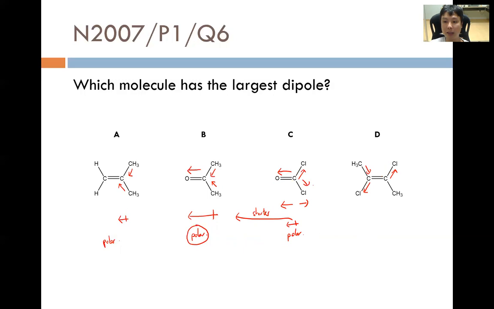You will draw one like this, and you draw one like this, and these two are going to cancel. So everything cancels, and this one will result in a zero net dipole. If it has a zero net dipole moment, this molecule is actually non-polar. So the molecule that has the largest dipole is this case, because when you add up all the bond dipoles, you will get an overall largest dipole. So the answer is B.